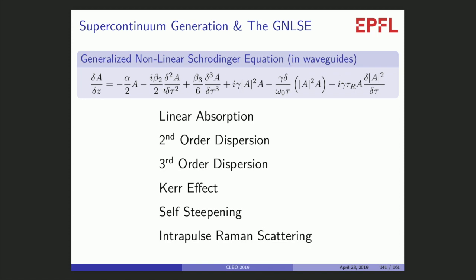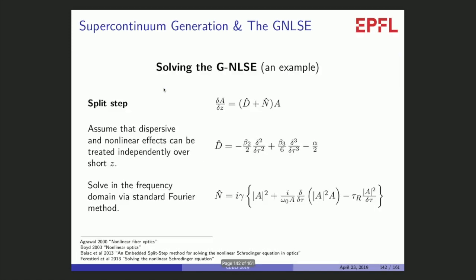So these are all the effects that are inside here. We have linear absorption, second order dispersion, third order dispersion, the Kerr effect, self-steepening, the frequency dependence of gamma, and intrapulse Raman scattering, or the Raman shock term, last term. And so the question is, how do these terms behave?